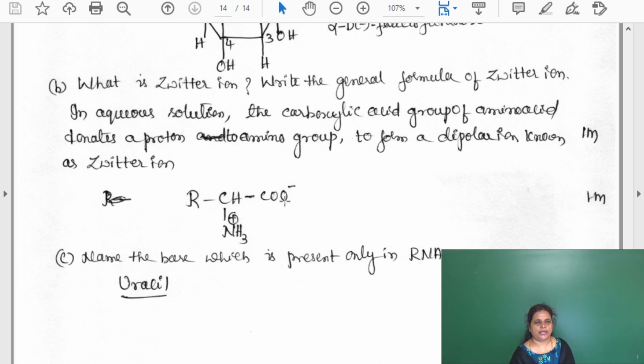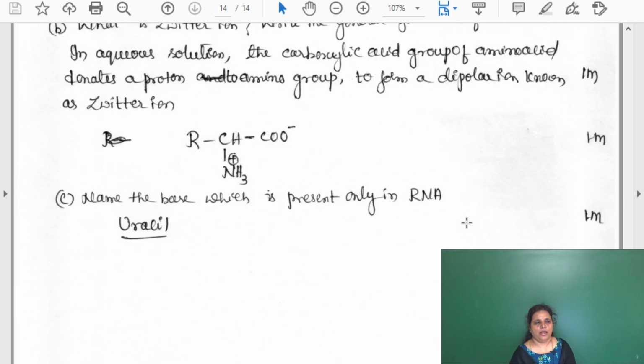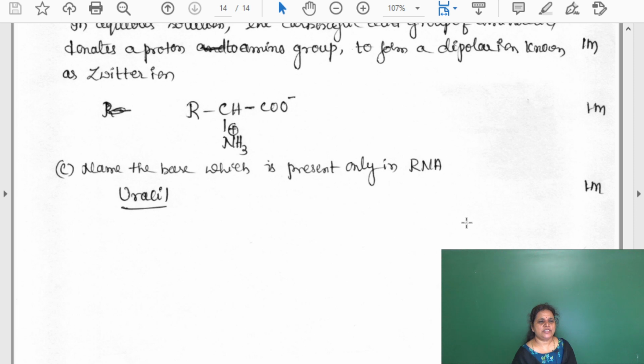In aqueous solution, the carboxylic acid group donates a proton to the amino group. When the proton is donated, this becomes COO minus and NH3 plus. Both positive and negative charges are present on the same molecule, therefore it becomes a dipolar ion. This dipolar ion is known as Zwitter ion. So the definition carries 1 mark, and the general formula of Zwitter ion must be complete, this carries 1 mark. And the last question, name the base which is present only in RNA, that is uracil.